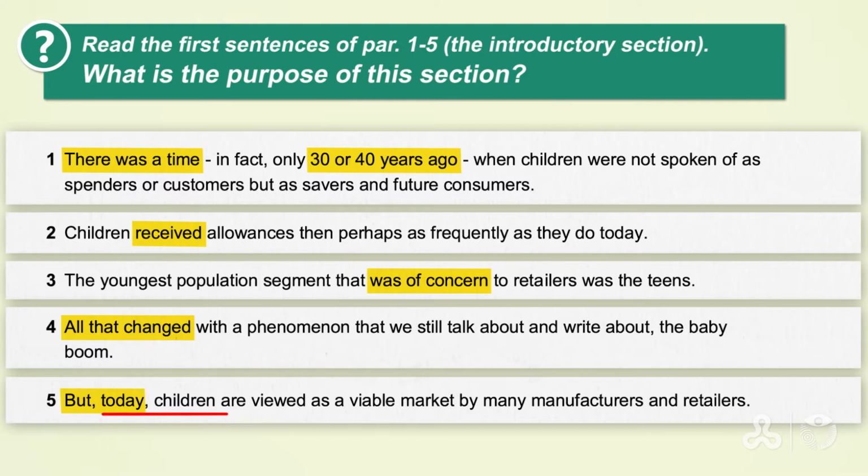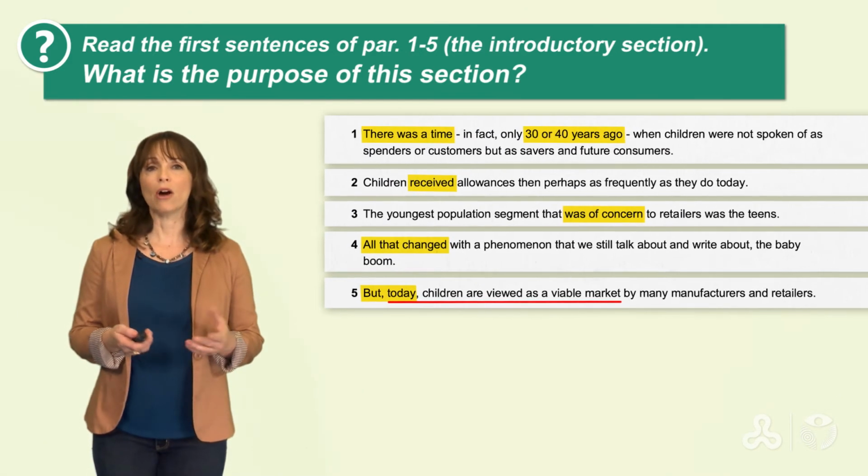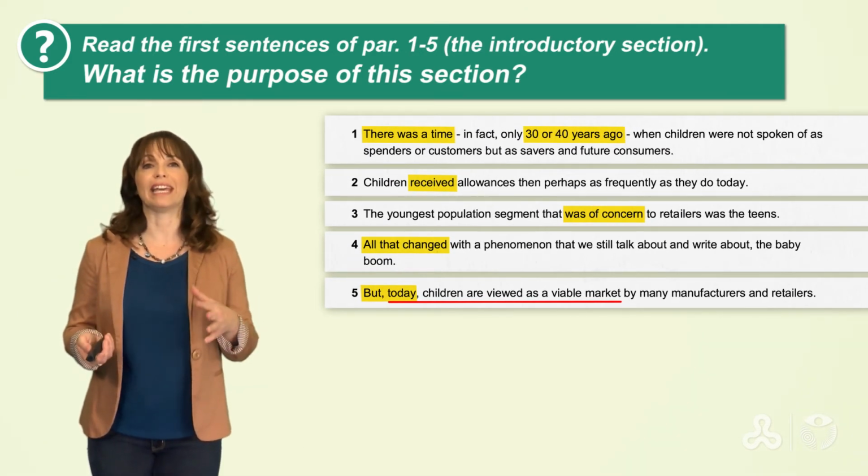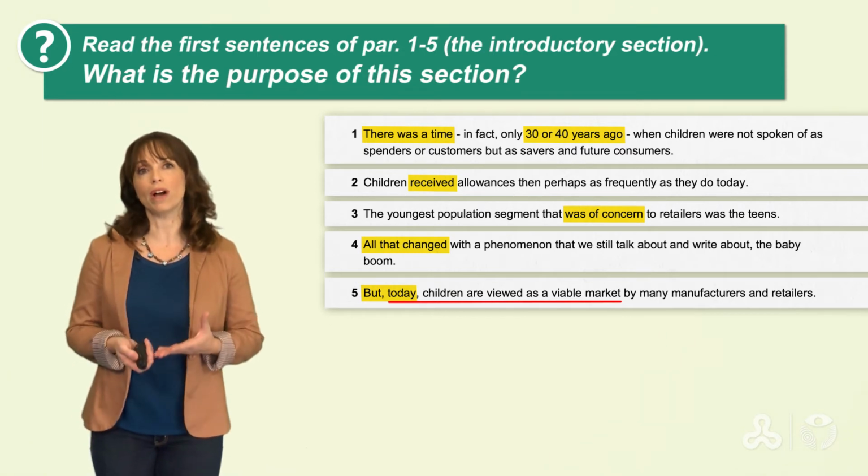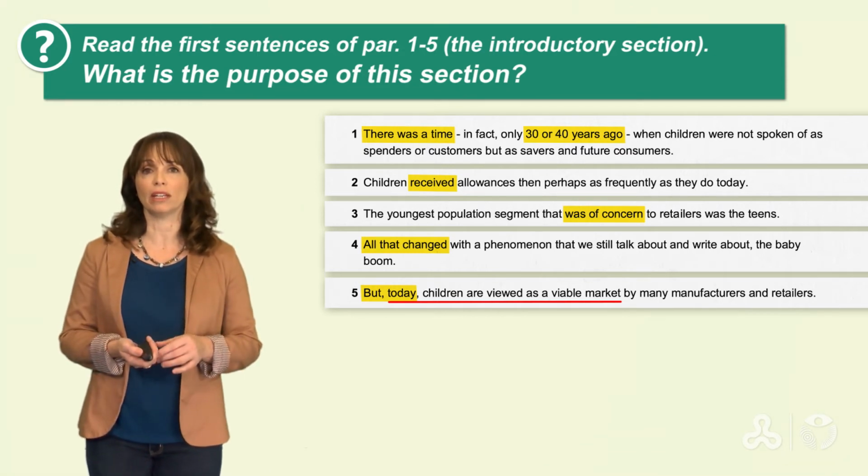So but today children are viewed as a viable market. כן? היום רואים בילדים כאיזשהו שוק בר קיימא, שוק שצריך להתייחס אליו. So now, how do we formulate the answer? איך אנחנו מנסחים בעצם את התשובה? מה המטרה של הקטע המבואי?